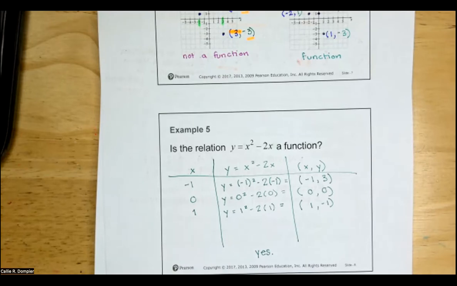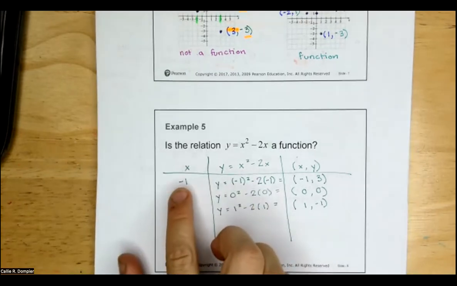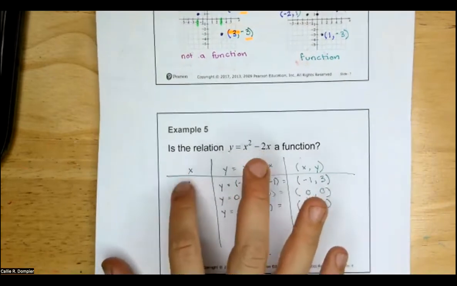Oh, thank you. Sorry, I was missing the text. As I test it, I just want to make sure there's no way that I can get two different y values for one x value.